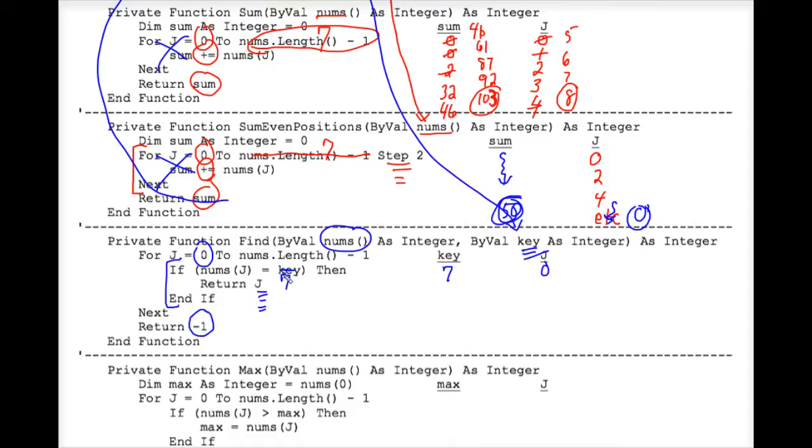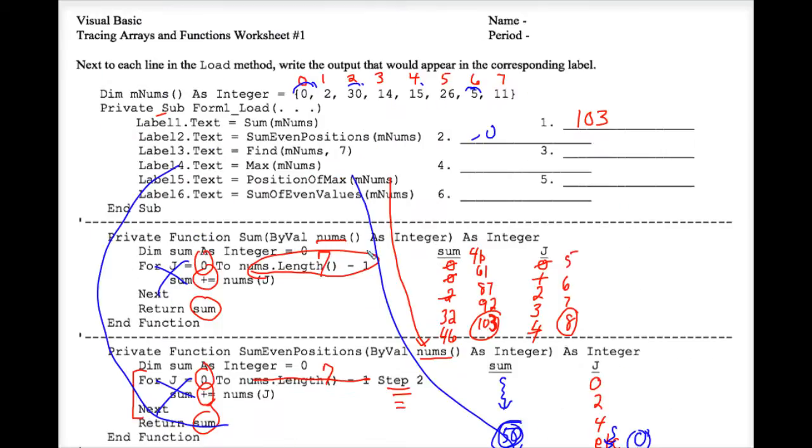But if we do find the 7, let's pretend that one of these numbers was 7, like this one right here. When we do find 7, the position number, the subscript, gets returned, the J, 3. So 3 will be returned and end up being the answer. But if we don't find the 7, it ends up returning a -1. Why -1? Well, because there is no negative subscript. That's not allowed. So we use -1 to show that we didn't find it.